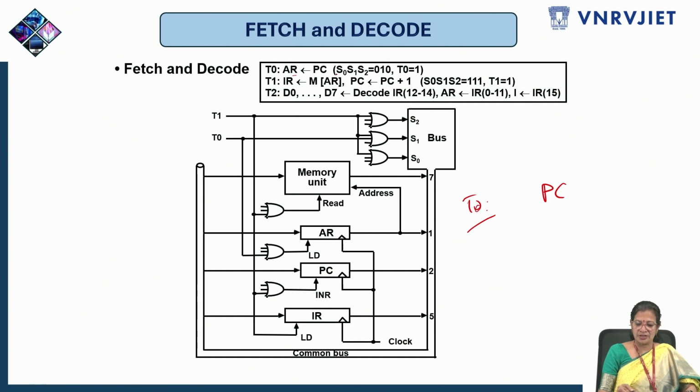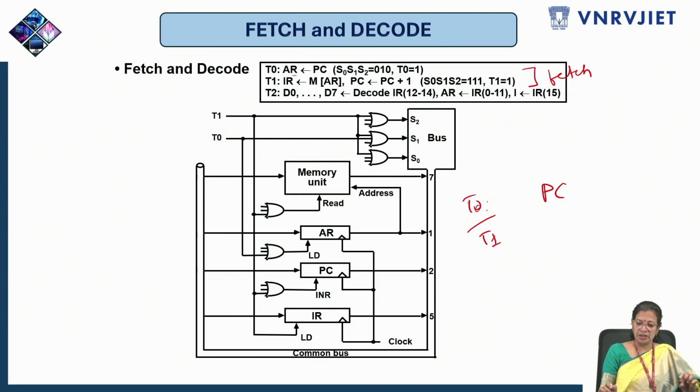The selection of the register is done by S0, S1, S2 as 0, 1, 0, which selects the program counter. Then during the next clock period, that is during T1, the contents from the memory whose address is available in AR will be brought into IR. So these two together are nothing but fetching the instruction. Decoding should happen only after fetch, so during T0 and T1 the instruction fetch is done.